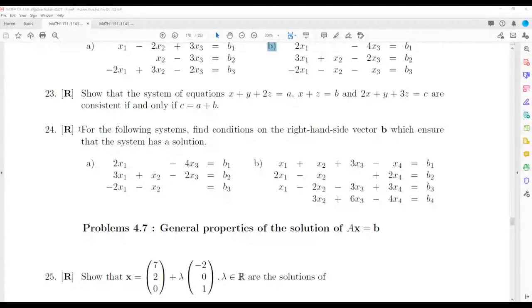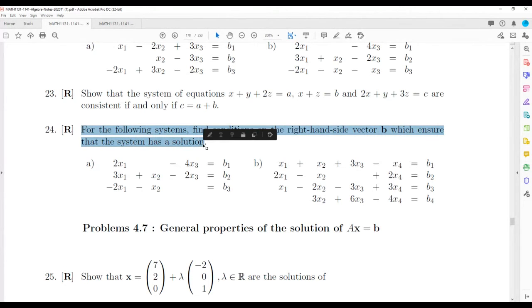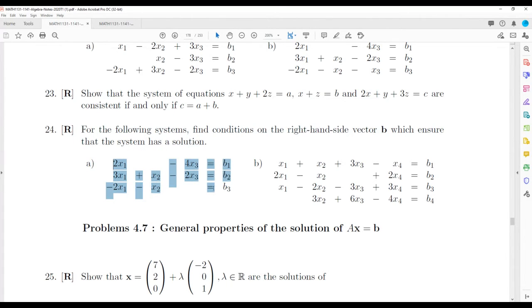Let's have a look at a slightly more challenging one. So let me go back to my PDF. All right. Question 24. For the following linear systems, find the condition on the vector B that ensures the system has a solution. I think what they mean here is at least one solution. So let's have a look. Part A: 3 equations, 3 unknowns, and B1, B2, B3, which we don't know.